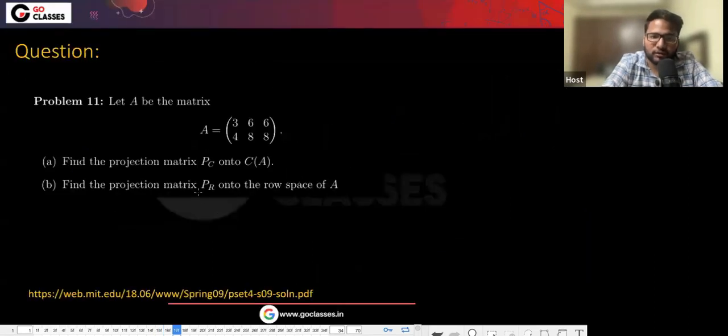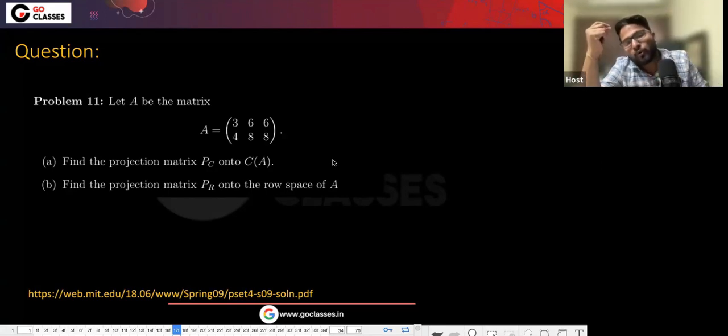Now let's see this question. What they're saying. Let A be this matrix. Find the projection matrix PC onto the column space of A. See, till now we know only two kinds of projection matrices. One is that if you want to project onto a single line, or if you want to project onto a space, then we should know the orthogonal basis of that space, right? I mean, this is orthonormal. If you know the orthonormal basis, then we can directly do it, right?